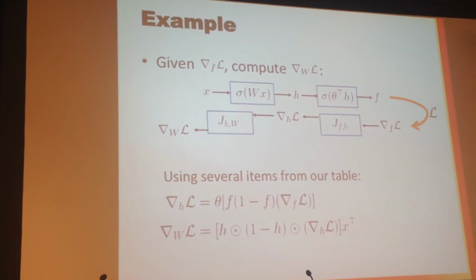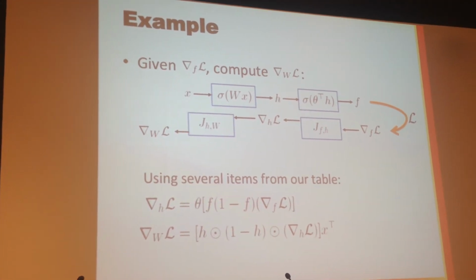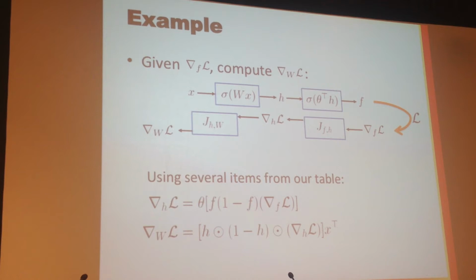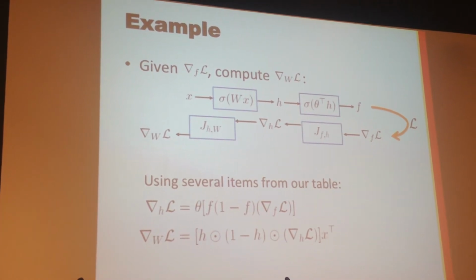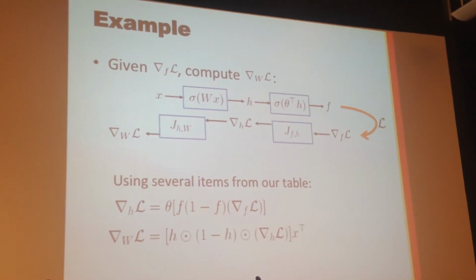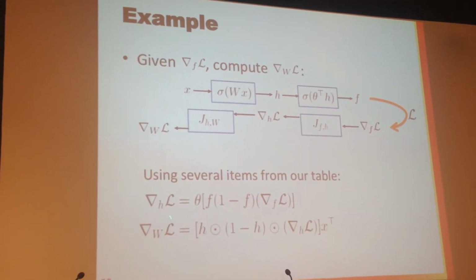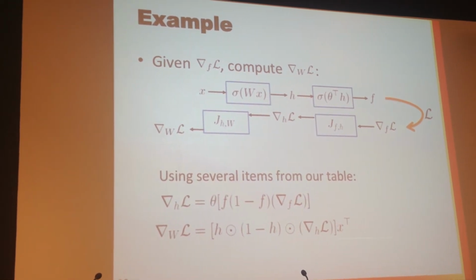So in practice, it's probably too much detail considering I see a lot of quizzical looks from the lookup table previously. So, basically, if you just take a few items from that table and you multiply them together, you can actually figure out that the gradient with respect to W can be computed this way.